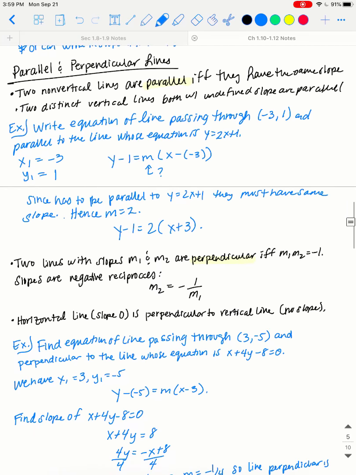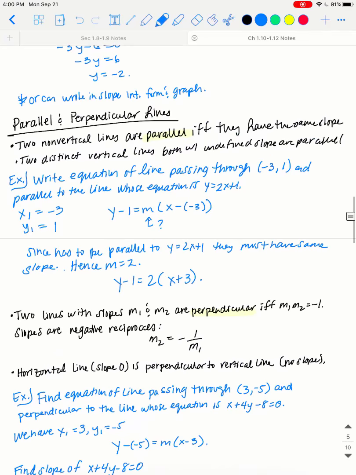Okay, parallel and perpendicular lines. So two non-vertical lines are parallel if and only if, IFF, that means if and only if. So I'll write that. They have the same slope. So two distinct vertical lines, both with undefined slope, are parallel. So basically any vertical lines you have, if they're distinct, they're going to be parallel.